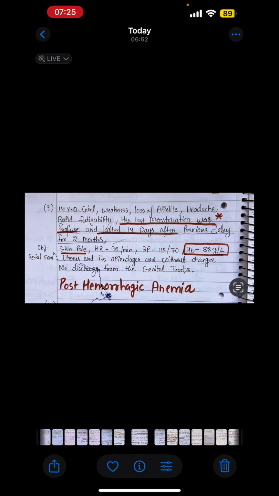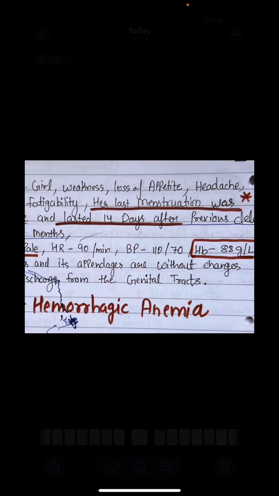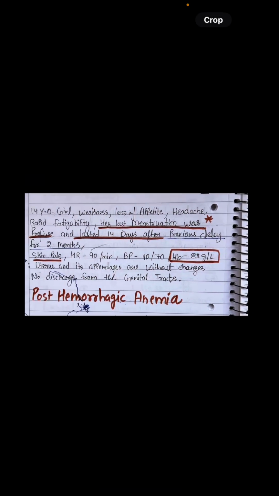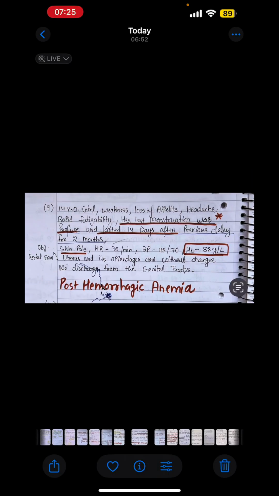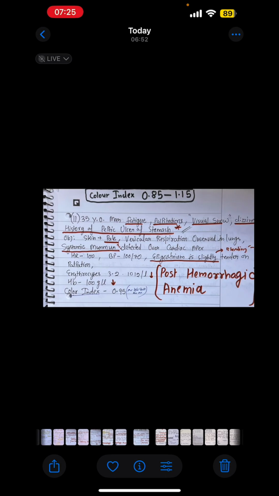Next is another case of post hemorrhagic anemia. As you can see, her last menstruation was profuse and lasted 14 days after previously being delayed for 2 months. So there are a lot of hemorrhages in the history of the patient. We can see the hemoglobin is low, we can see the pale skin, we can find out the post hemorrhagic anemia easily in this question.